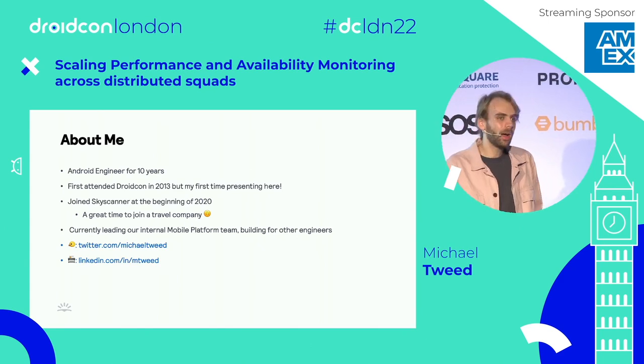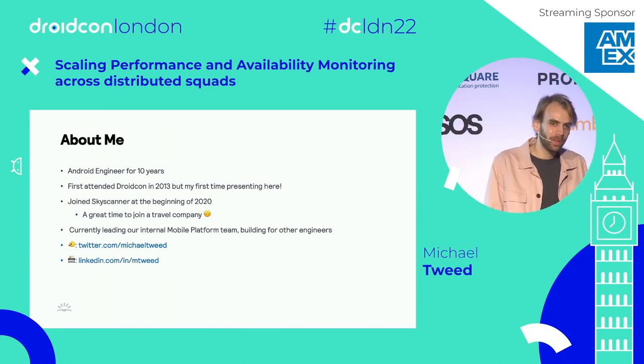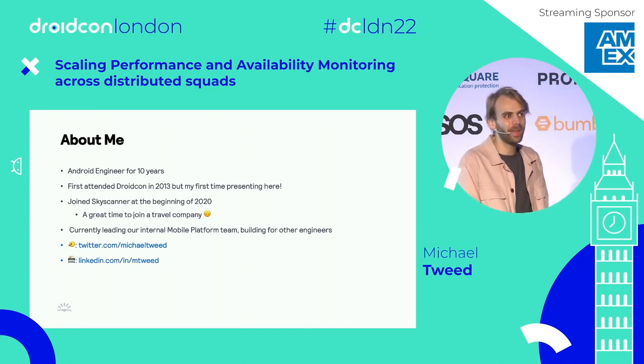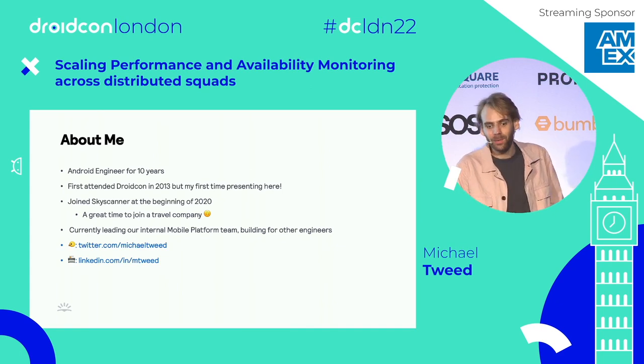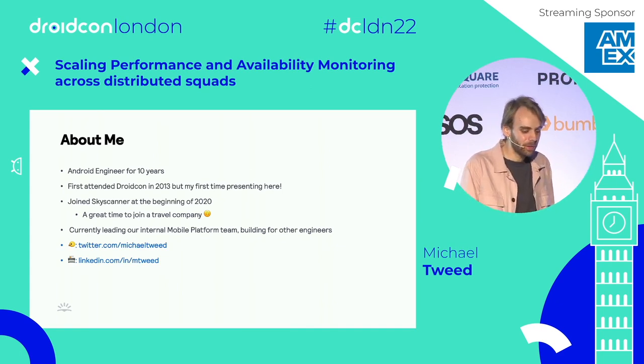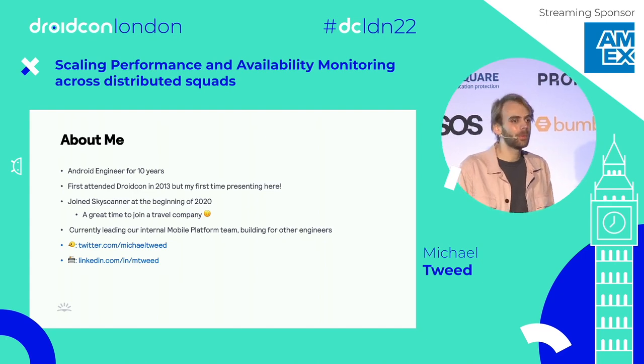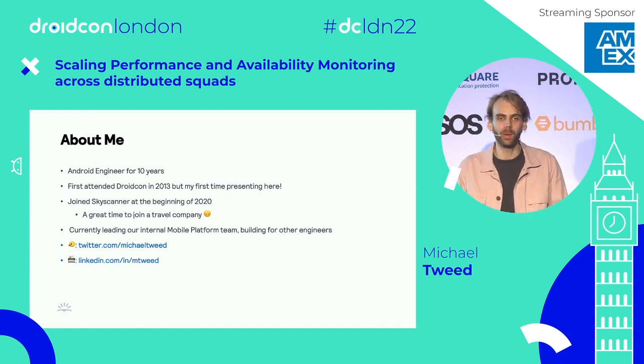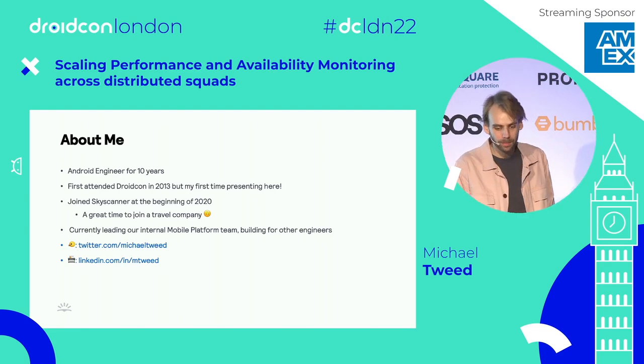I joined Skyscanner at the beginning of 2020, which was a fantastic time to join a travel company because what could go wrong? So I had the 3 months of everything going great, followed by about 18 months of very interesting experiences. And I'm currently leading Skyscanner's internal mobile platform team, which means we actually build the tooling and functionality for other engineers and other teams within Skyscanner, which has been a really interesting challenge because that was an area that was actually completely new to me.